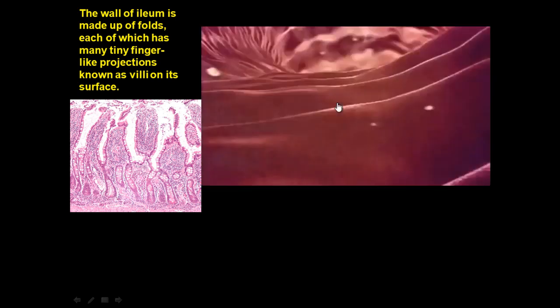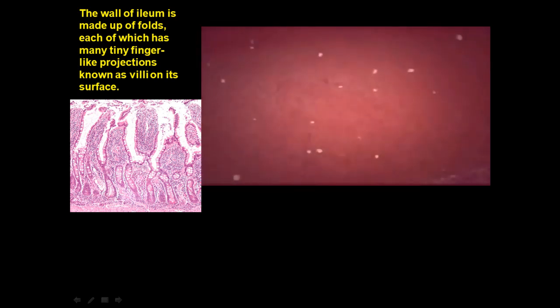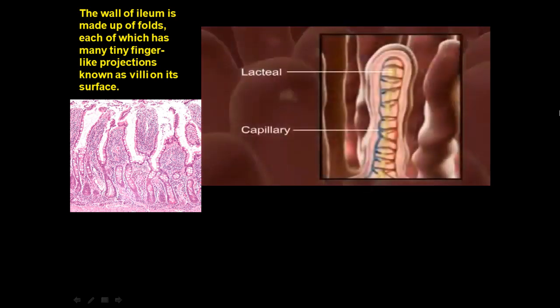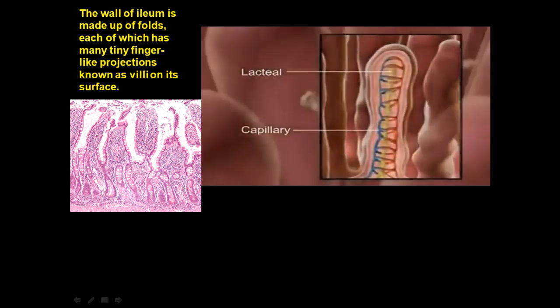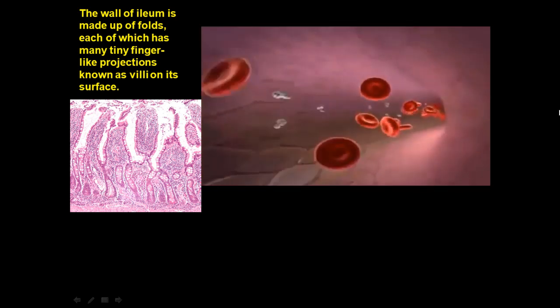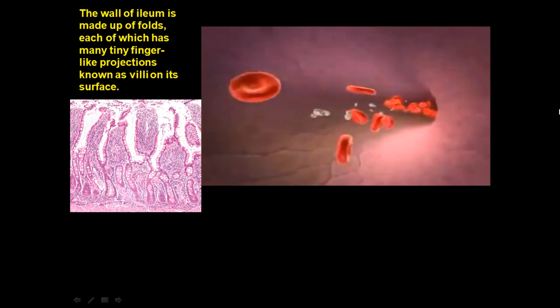The wall of the ileum consists of villi. The structures of villi are lacteal and capillary. Their function is to absorb nutrients and transfer them to the blood of our body.